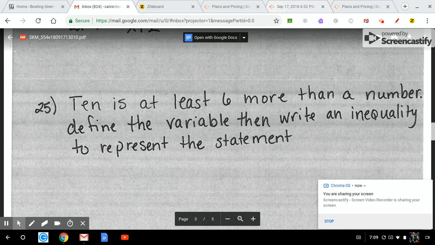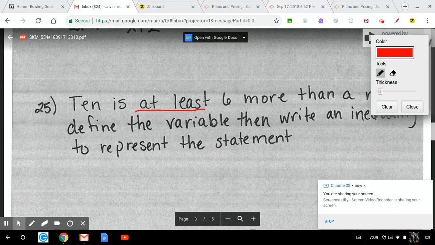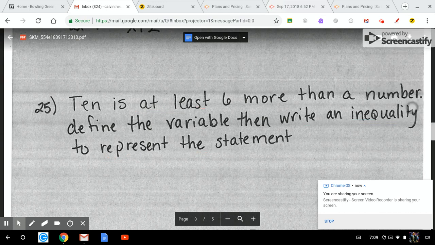All right, I still want you to work through this one. Okay, pay attention to the word at least. Sorry. Pay attention to the word at least. Okay. So you're going to write an inequality statement. Write an inequality to represent the statement. Okay. All right.